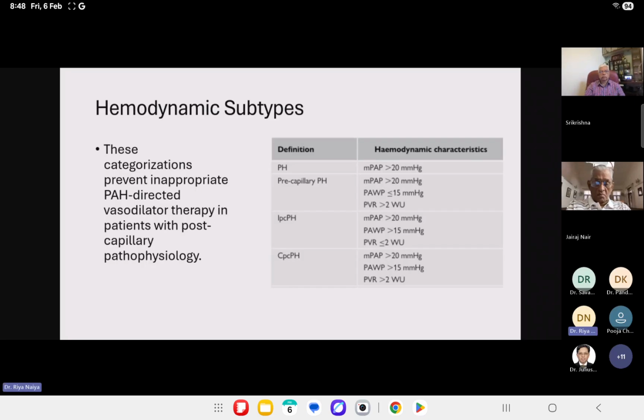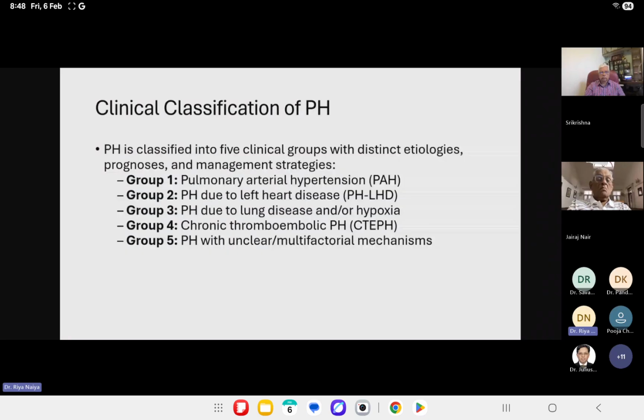Coming to clinical classification of pulmonary hypertension, it is classified into 5 clinical groups with distinct etiologies, prognosis, and management strategies. And this is important as these 5 are going to be the way we are going to discuss our management. Group 1 is pulmonary arterial hypertension. Group 2 is pulmonary hypertension because of left heart disease. Group 3 is pulmonary hypertension due to lung disease and/or hypoxia. Group 4 is CTEPH, and Group 5 is pulmonary hypertension with unclear or multifactorial mechanisms.